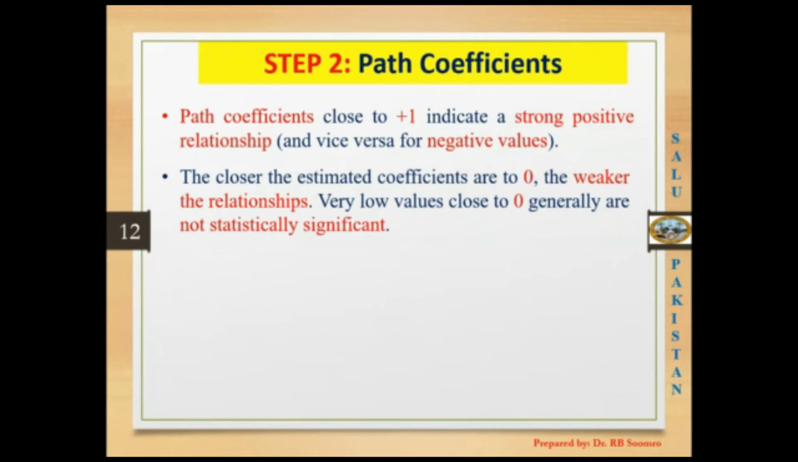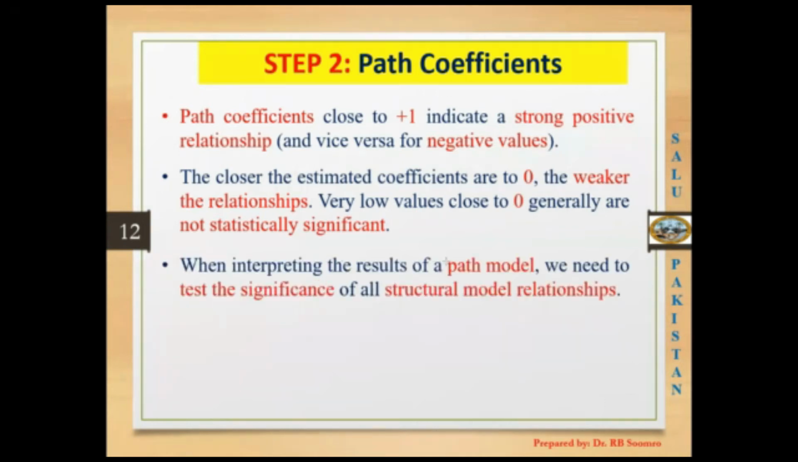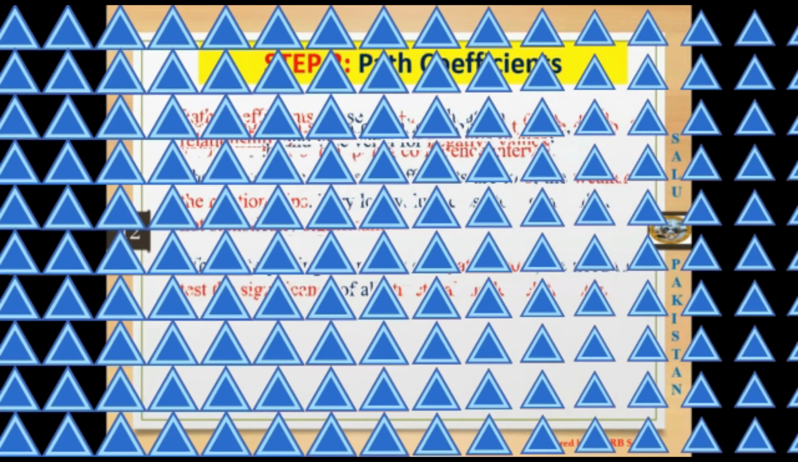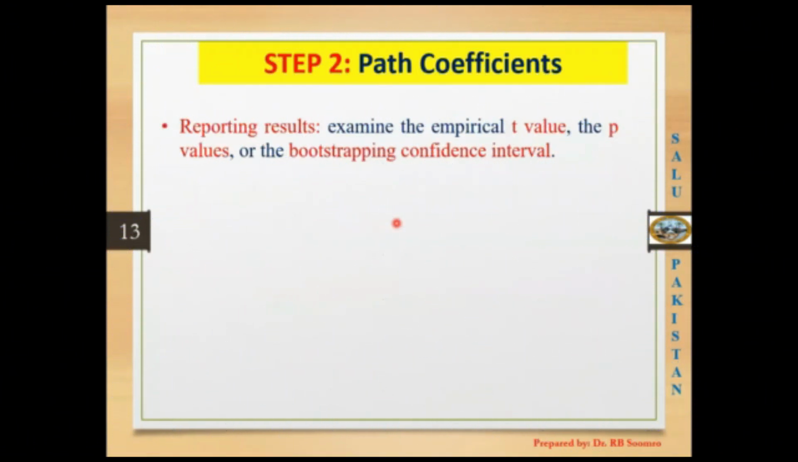And then when interpreting the results of a path model, we need to test the significance of all the structural model relationships. Whatever the structural relationships are there, we have to check their significance. Statistically, either these are significant or not significant. So what are the statistical values against which we can check their significance? Now, these we can test with the help of the t values and the p values.